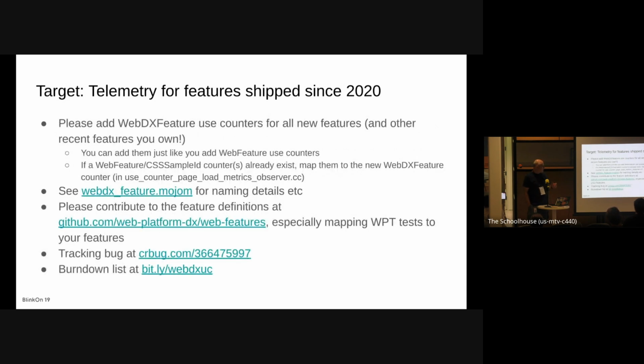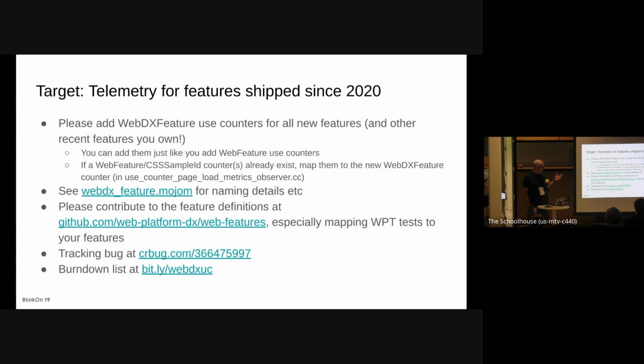And the ask is basically for any new features that you all are working on, add these new web feature use counters. They're exactly the same as the existing use counters, just a different namespace. There's a WebDX feature Mojo file that has details around naming and all this stuff. There's still some tooling that we could use to maintain that and make sure it's correct. We're working on things like that still.